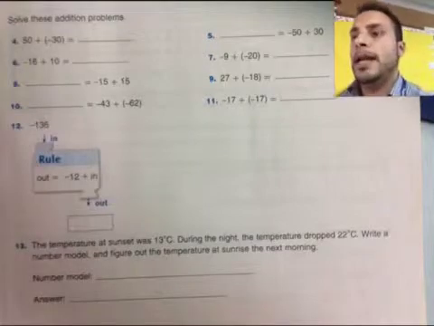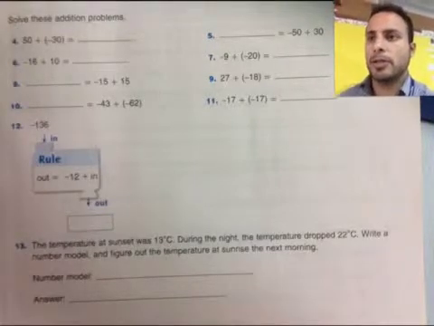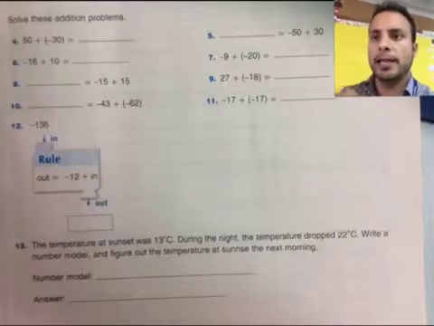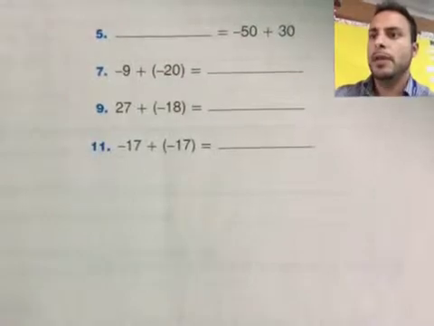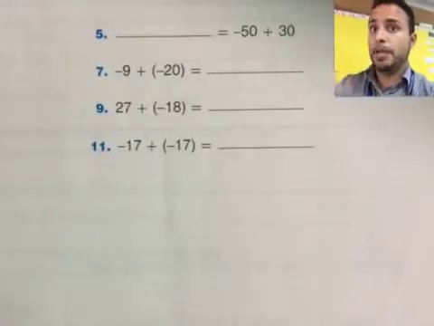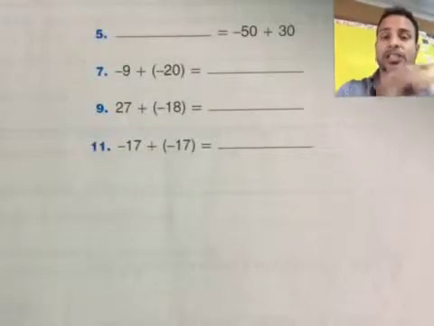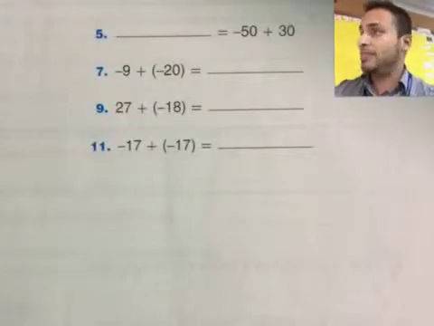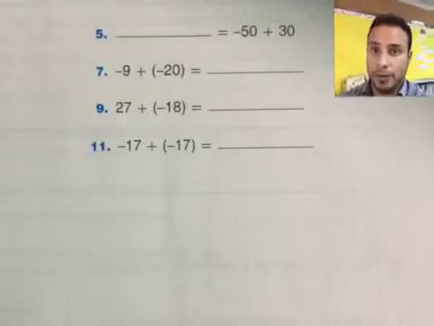Okay, and now let's put in a couple of key answers here. I'm looking at number 11. Okay, let me zoom that in a little. Number 11. We have negative 17 plus negative 17. Okay, you have 17 little negatives and another 17 negatives. So those 17 negatives with another 17 negatives is going to give you negative 34, right?